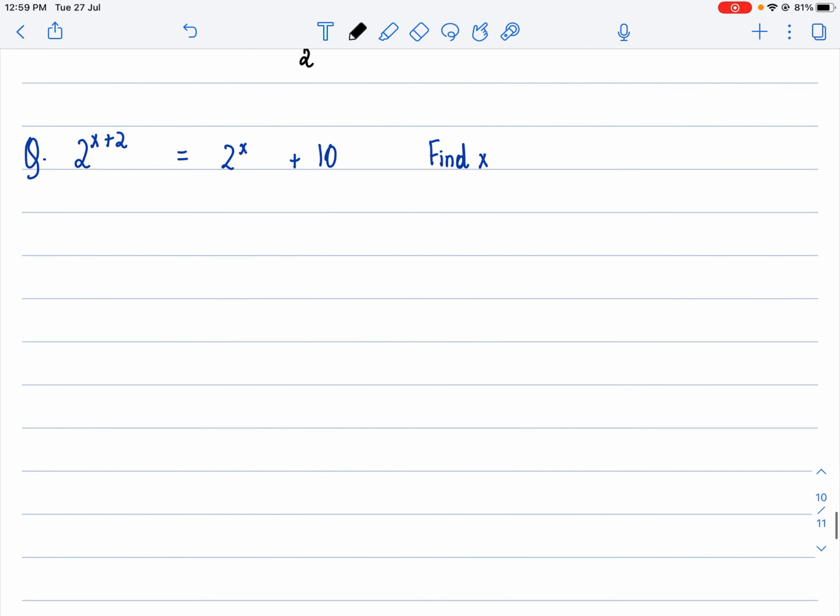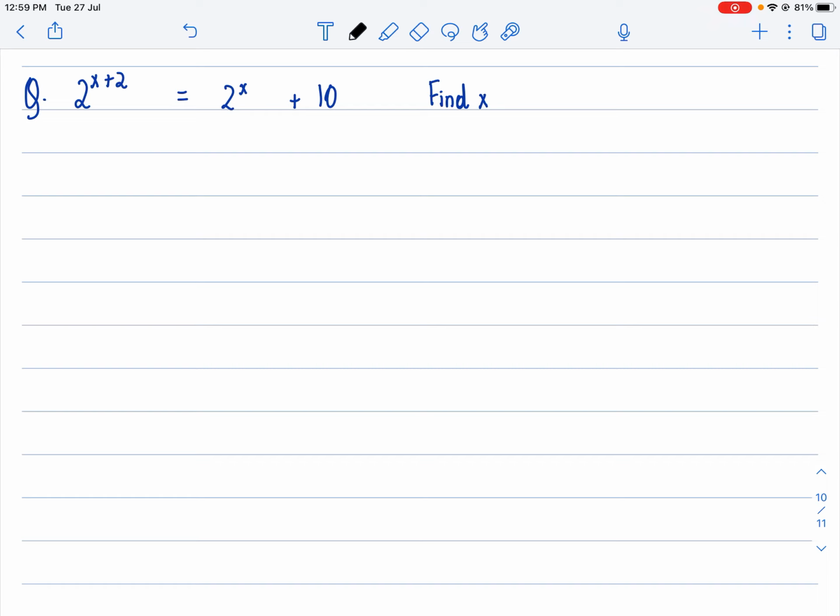Correct? Now let's do another type of question, the last type. Here they have used indices. So I have 2 raised to x plus 2. You need to know the indices property that if you have a raised to b plus c, you can write this as a raised to b multiplied by a raised to c. So I can write this as 2 raised to x multiplied by 2 raised to 2, which is equal to 2 raised to x plus 10.